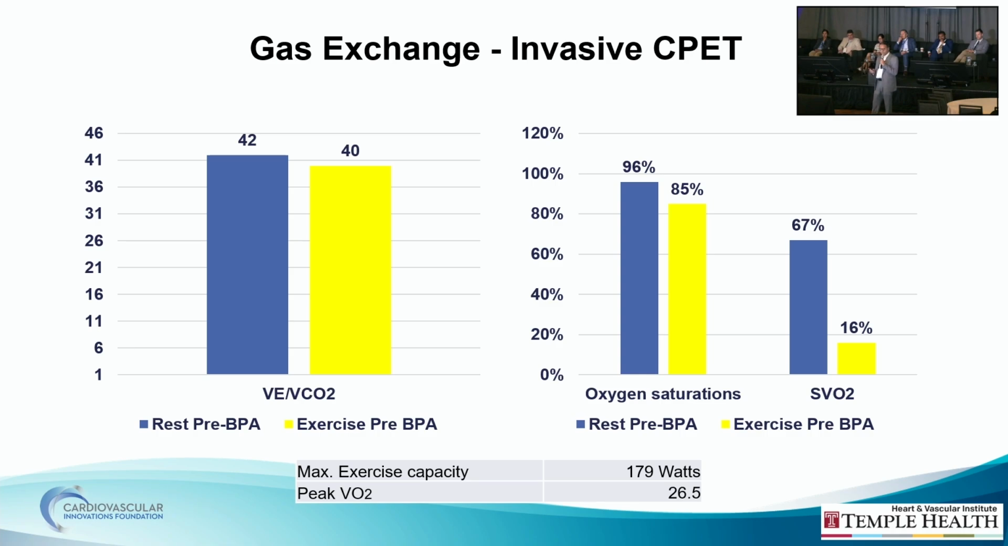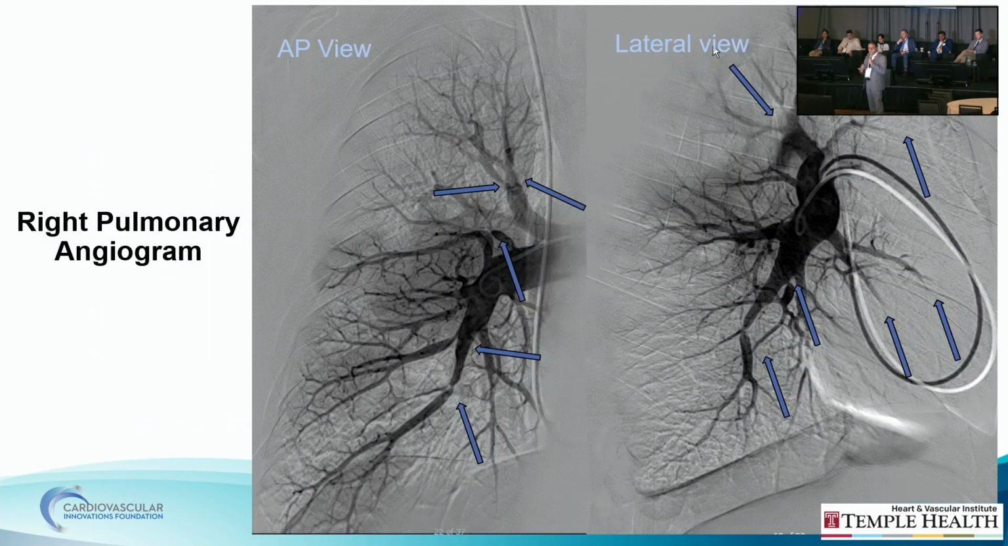His VE/VCO2, which is a measure of dead space ventilation, was significantly high. Normally it's less than 30, and in his case it was 40. And at peak exercise, his oxygen saturation dropped to 85, and his mixed venous oxygen saturation dropped to 16% from 67. So this was all consistent that his dyspnea was related to pulmonary vascular obstruction based on this CPET test. Based on these findings, we did a pulmonary angiogram on him, and you can see how tight the severe segmental artery stenosis is.